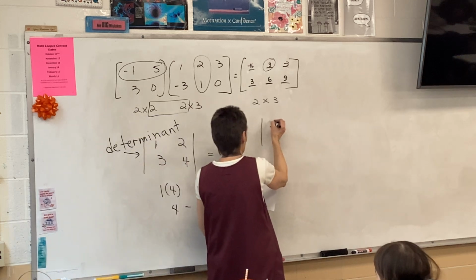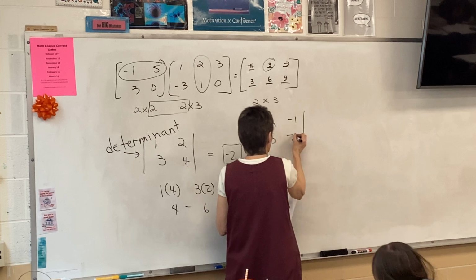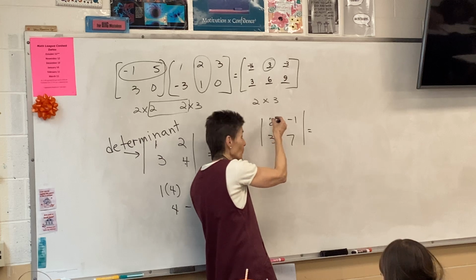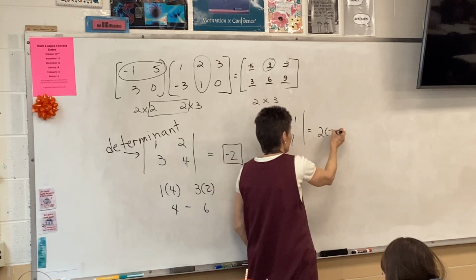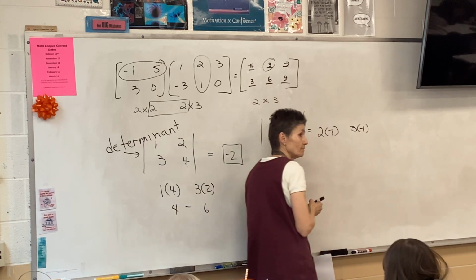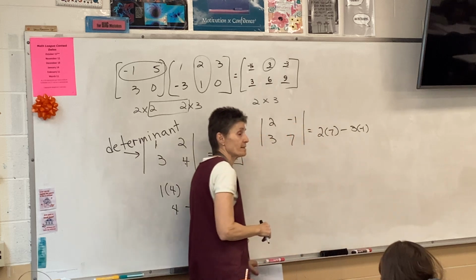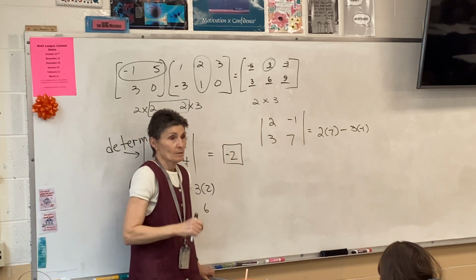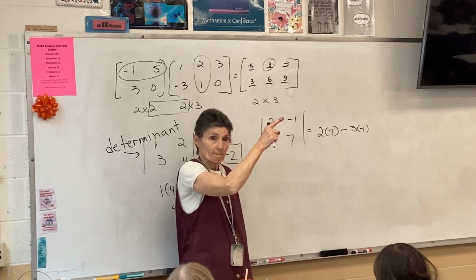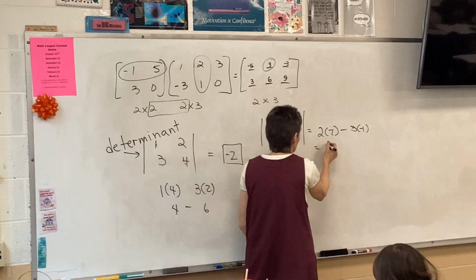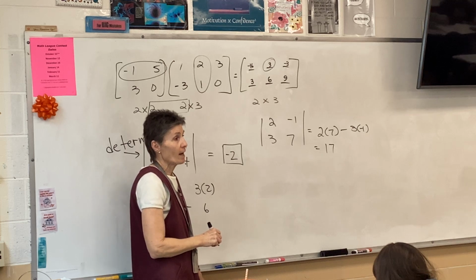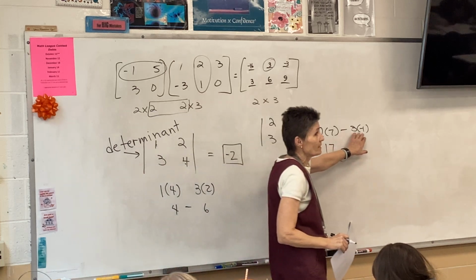All right, what about the next one? Here we go, we start here, and we multiply 2 times 7, and then we multiply 3 times -1, and then we always subtract. So it's this minus this. So the answer is 17. If you said 11, you weren't paying attention to your signs. This would be +3.